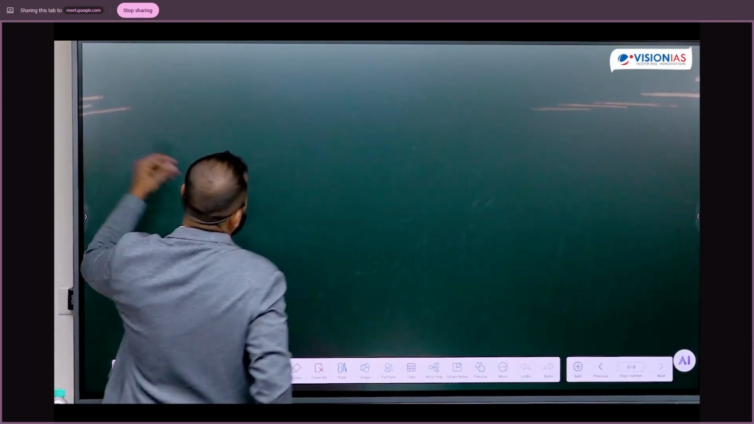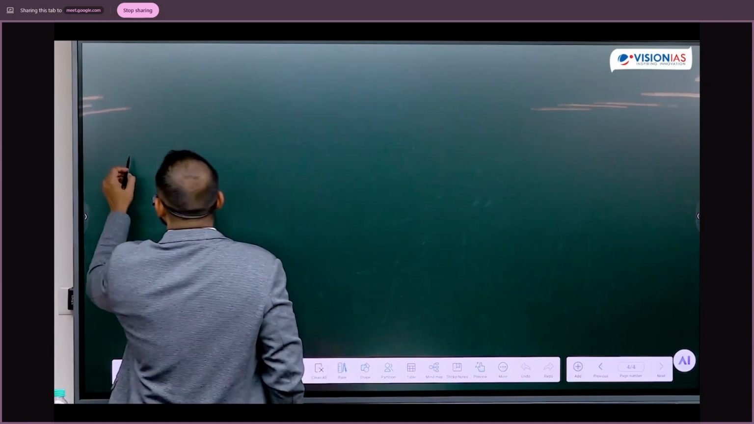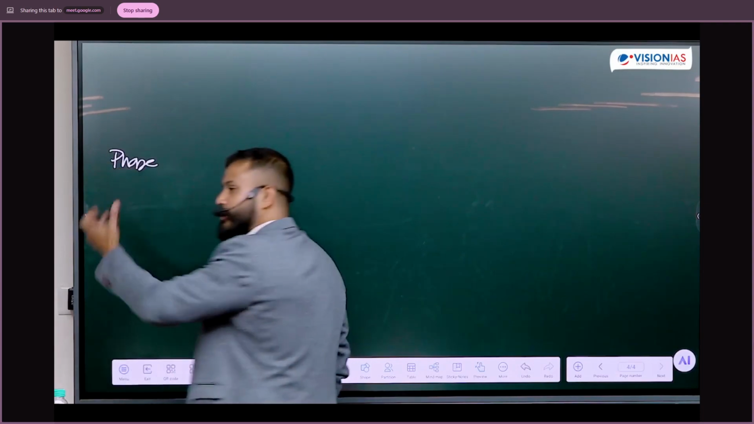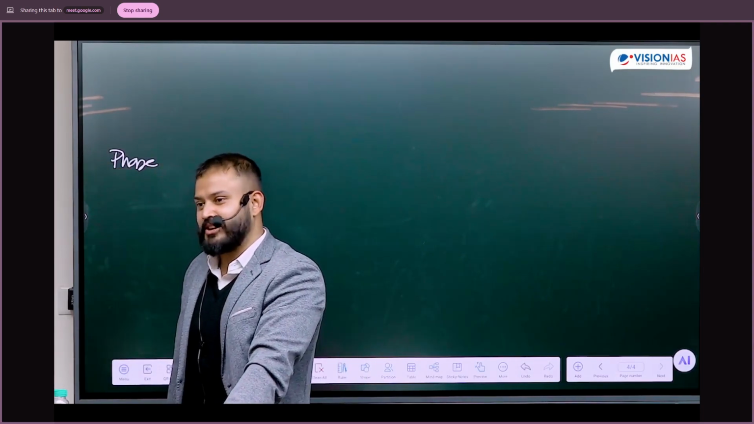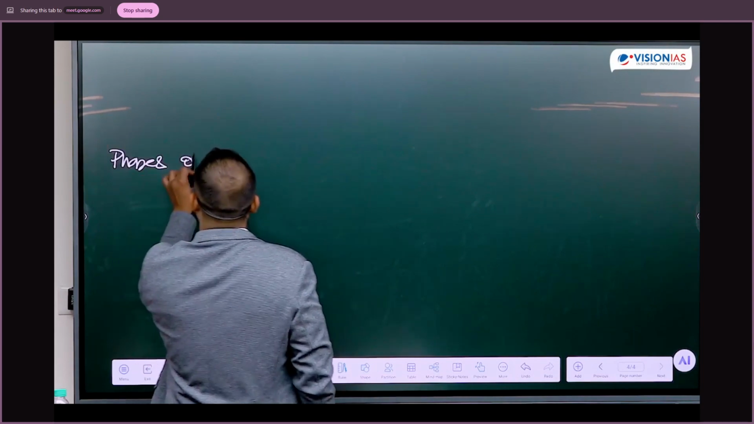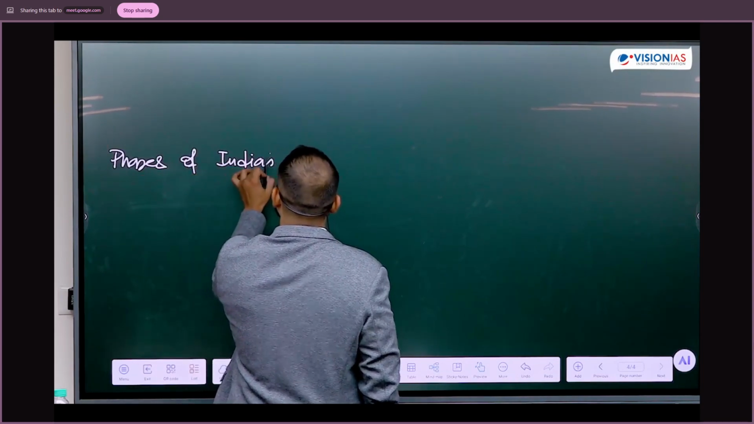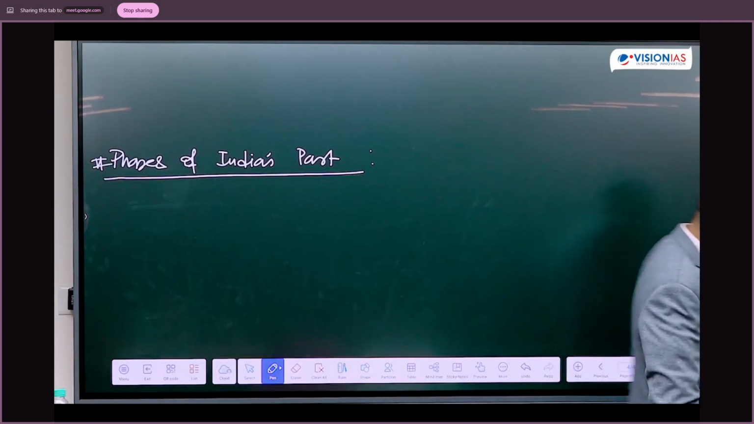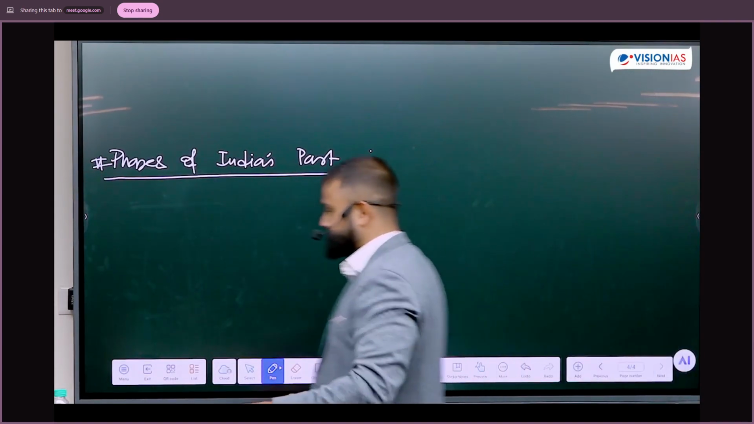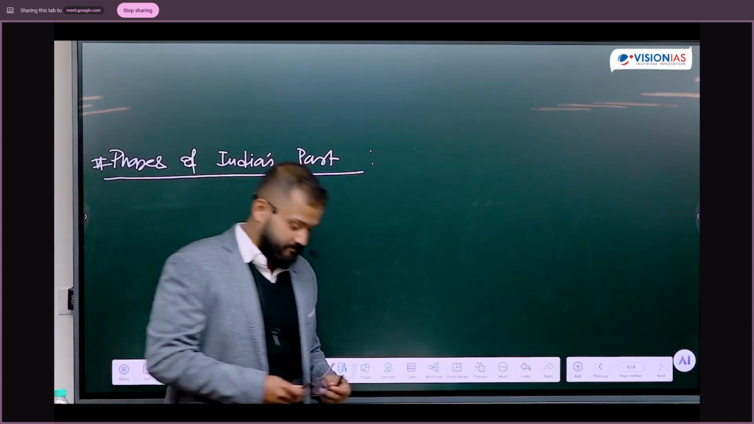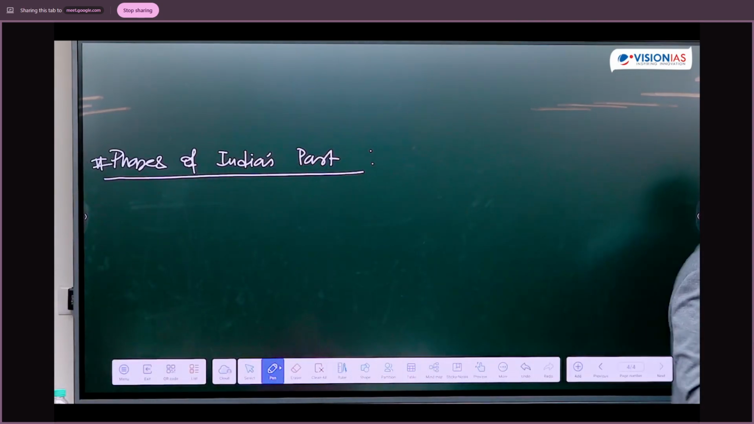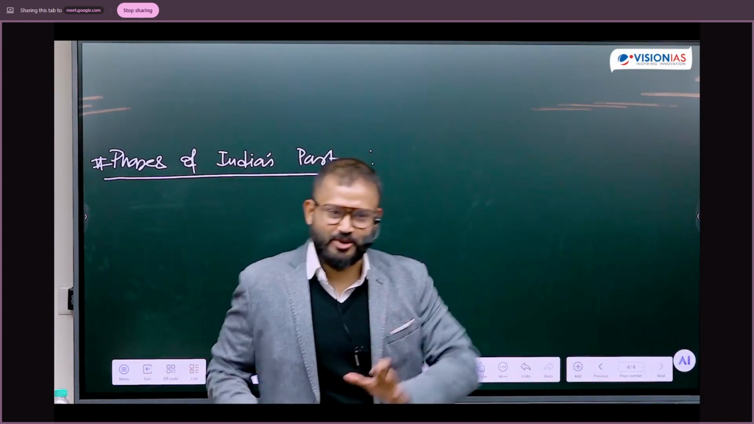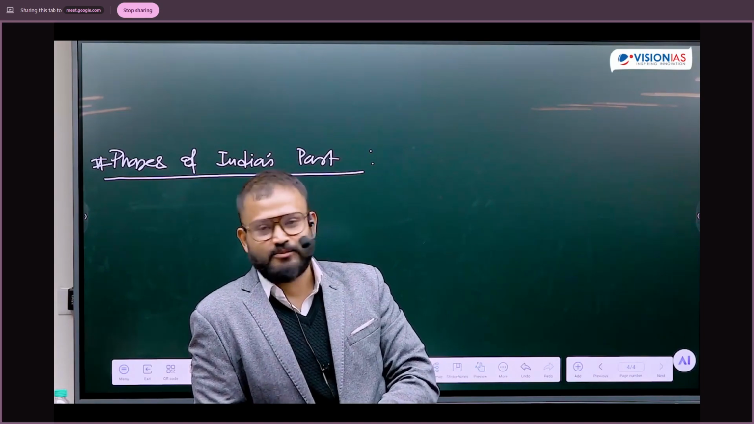Suppose we want to look at the phases of history, right? That means phases. You will start making notes now. We have started the portion of ancient and medieval Indian history. So we will look at the phases of India's past. Acha, suppose some of you have learned certain portions of modern Indian history. You have some clarity on modern Indian history.